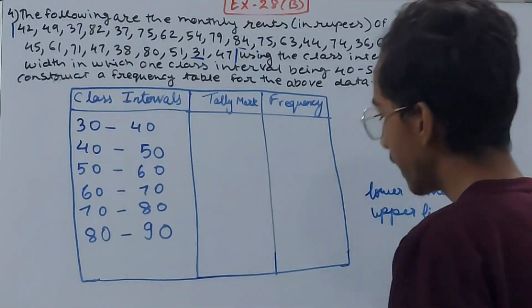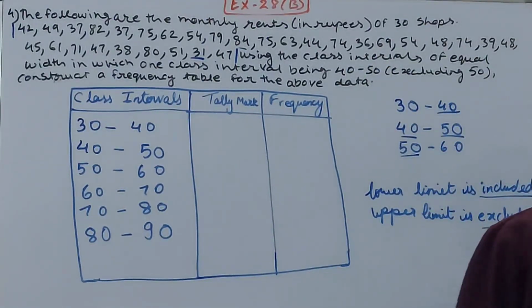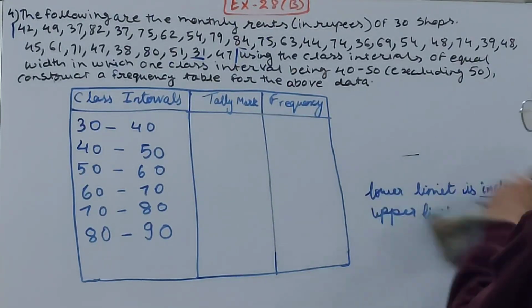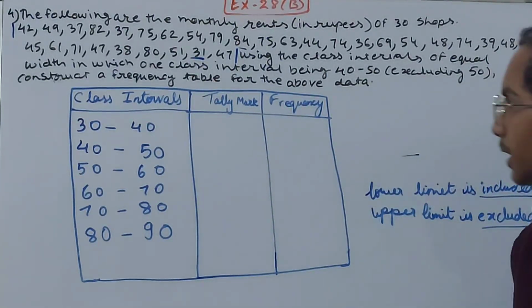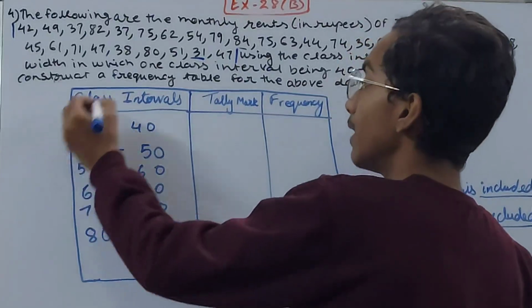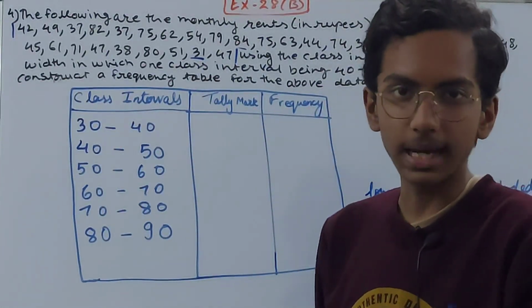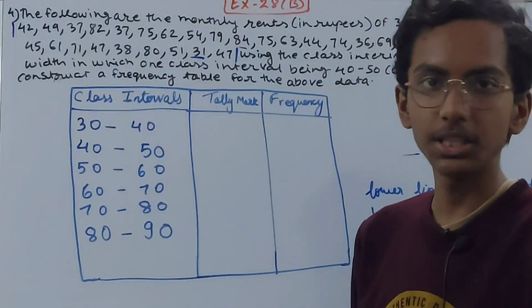Now 30 to 40, right? Let's begin. Okay, we don't need these class intervals here. You just need to keep this thing in mind. This is very important. So lower limit 30 till upper limit, it is excluded. So one less than that, 30 to 39 will be taking in these values.